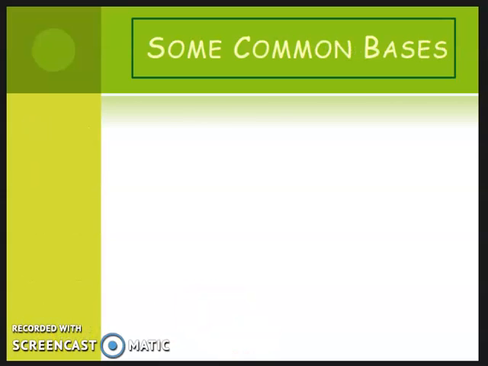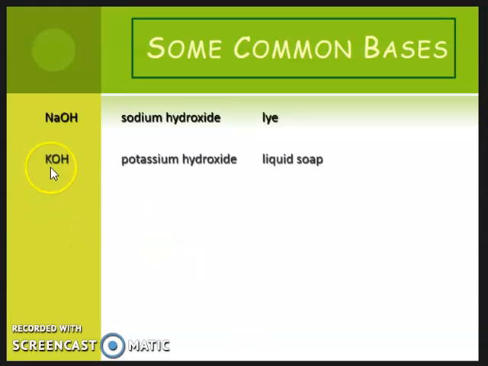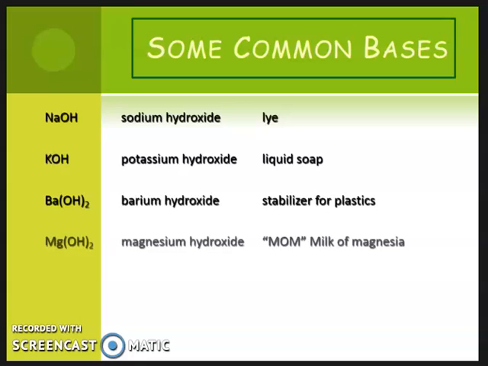Okay, some common bases. Sodium hydroxide would be one. Potassium hydroxide would be another. Barium hydroxide. Are you seeing something that's familiar in each one of these? Same with magnesium hydroxide. These all have a hydroxide in them, and by the Arrhenius definition, which we're going to go through here in just a little bit, whenever it's got hydroxide in it, that is showing that it is a base. Oh, I have one more, aluminum hydroxide.